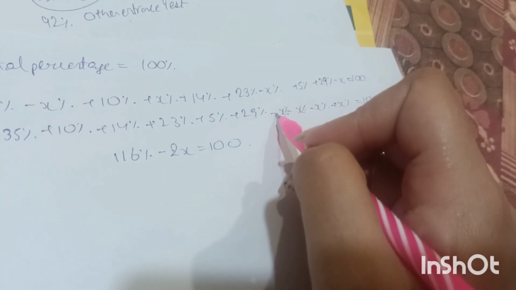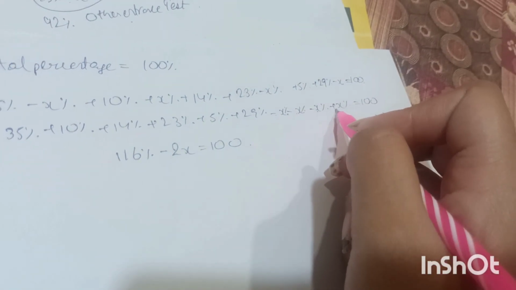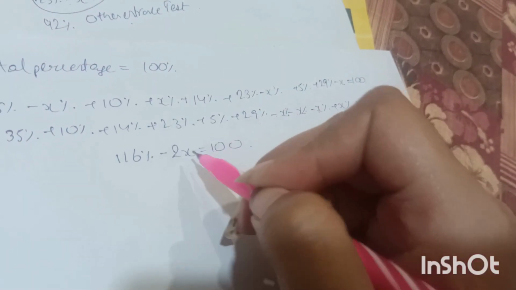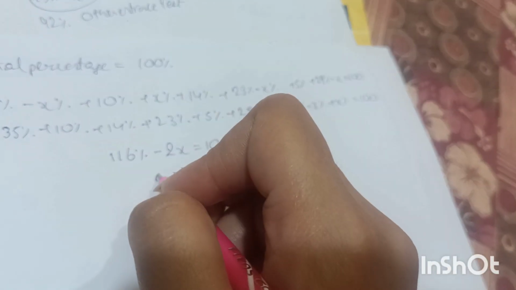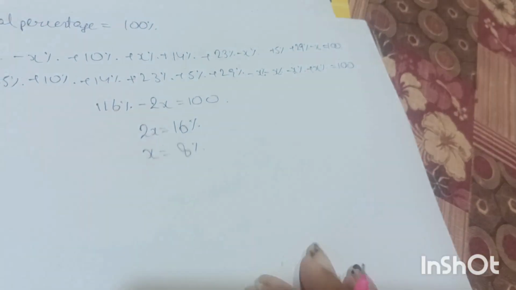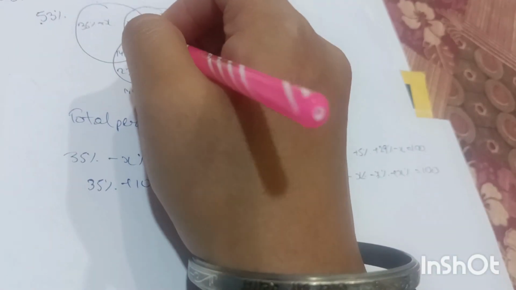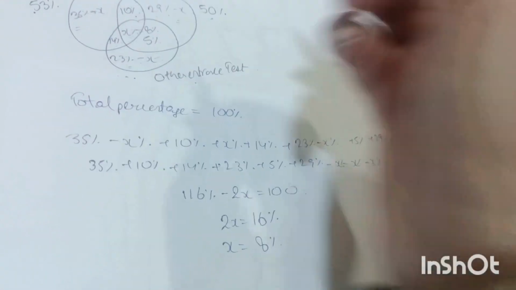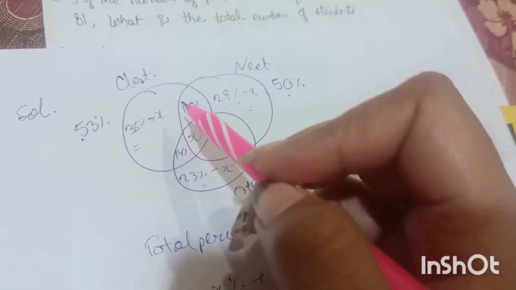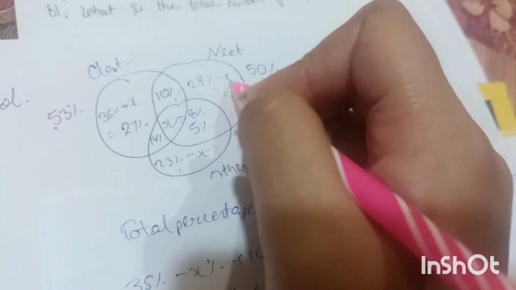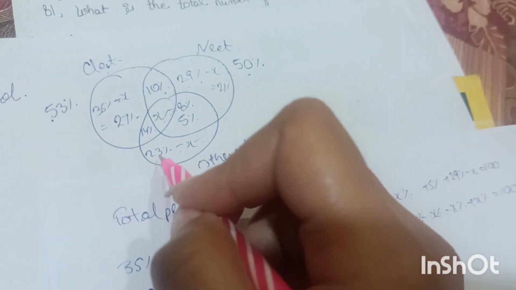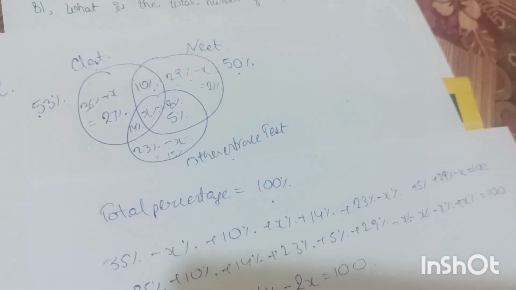How minus 2X? There are three minus X and one plus X, so plus minus minus gives minus 2X. So 2X will be 16% and X will come as 8%. So the value for X has come as 8%. When you subtract, 35 minus 8 gives 27%, 29% minus 8% gives 21%, and 23 minus X% gives 15%. So you have got all the values. Now let's solve the first question.